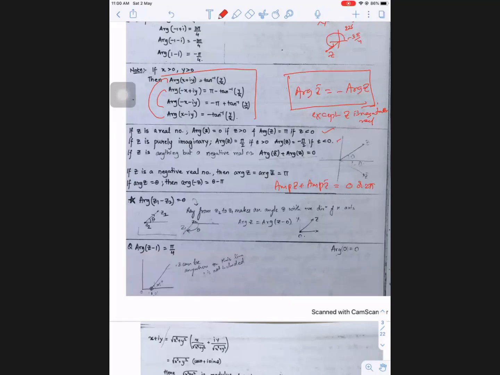And if argument of z is theta, then argument of minus z is theta minus pi. Because if z is here, then minus z is here. That's why, if argument of z is theta, then argument of minus z is theta minus pi.